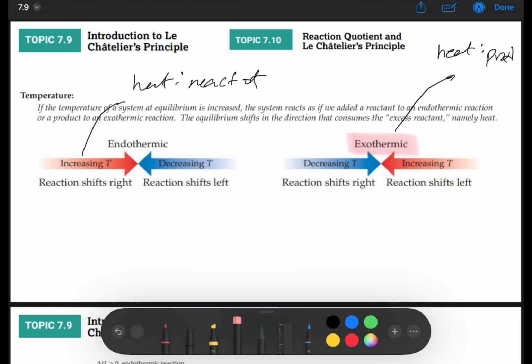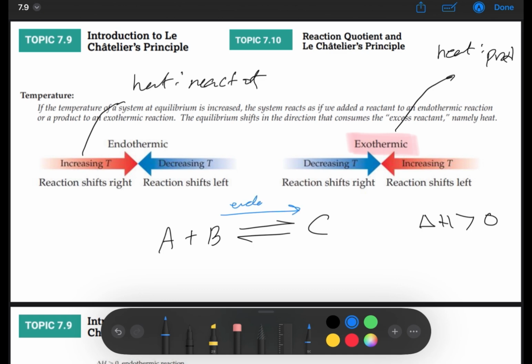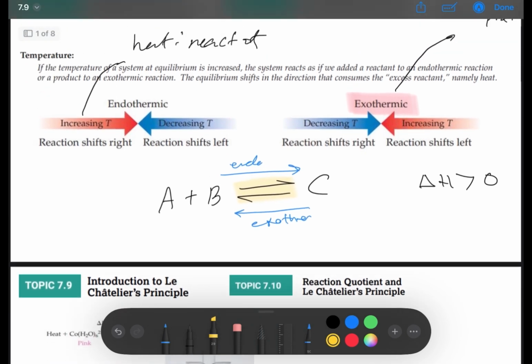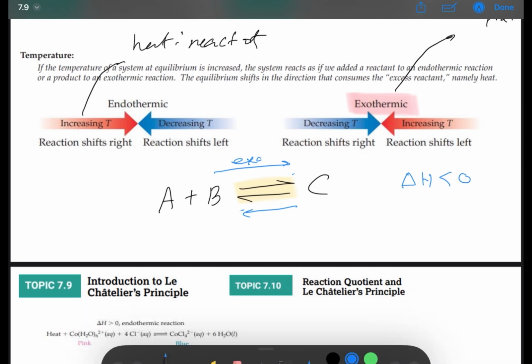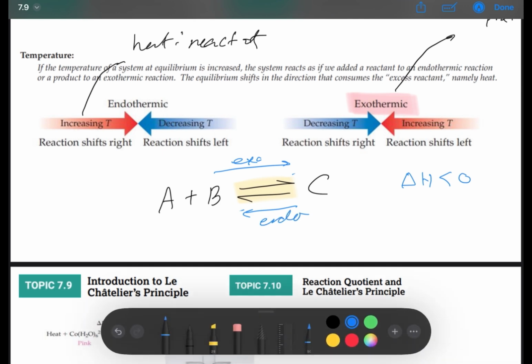So what we have to learn today: if you have A plus B, any chemical reaction that is in equilibrium, and I tell you that delta H is, for example, greater than zero, then it tells me that the forward reaction is endothermic and the backward reaction is exothermic. The forward is endo and the backward is exo. If delta H is less than zero, then the forward will be exo and the reverse reaction will be endothermic. So don't confuse these things.